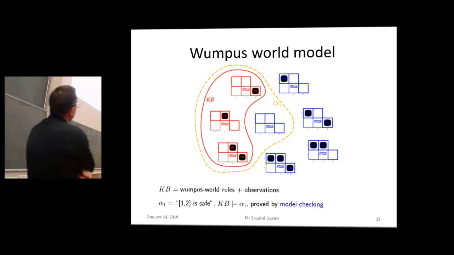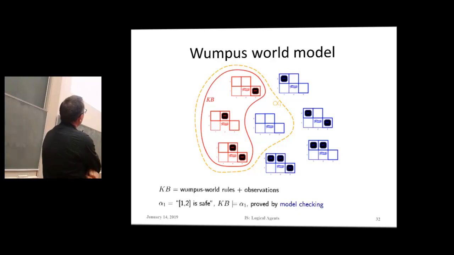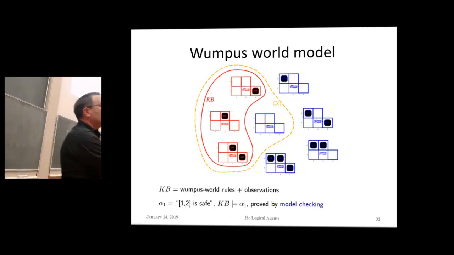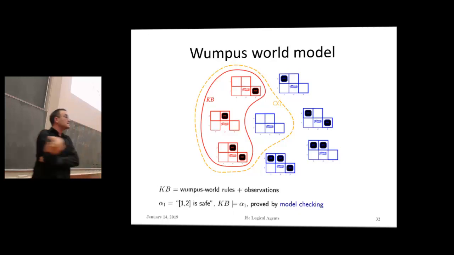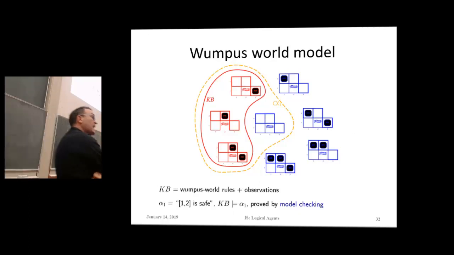And basically now we look at all the statements in which this is true, 1,2 is safe, this is the yellow line, and we can check whether 1,2 is safe, and it actually is, because in none of the interpretations in which 1,2 is safe holds, because in none of the models of the knowledge base, this does not hold.